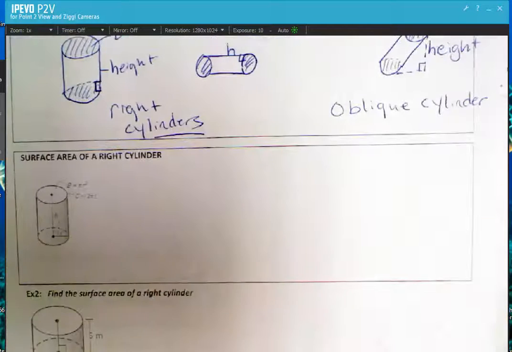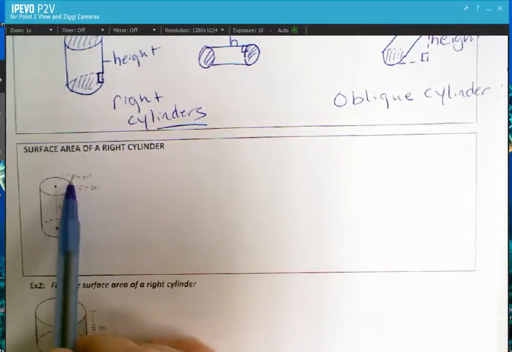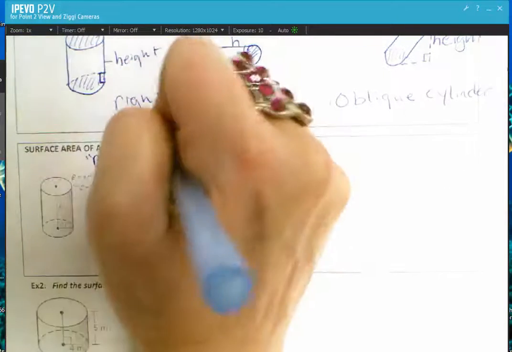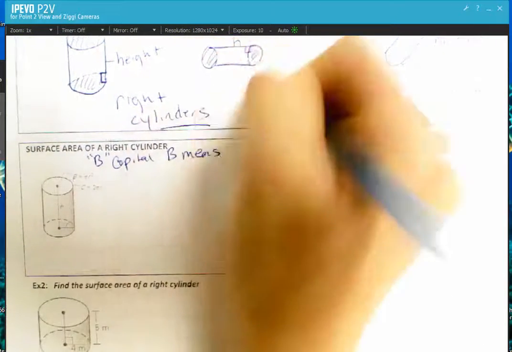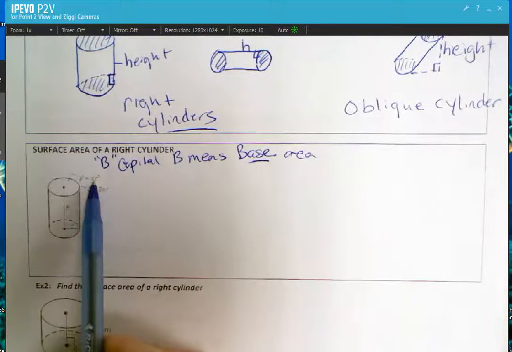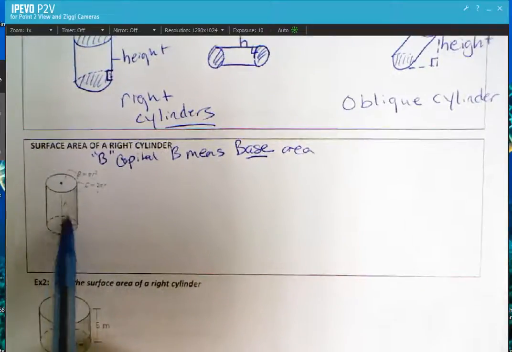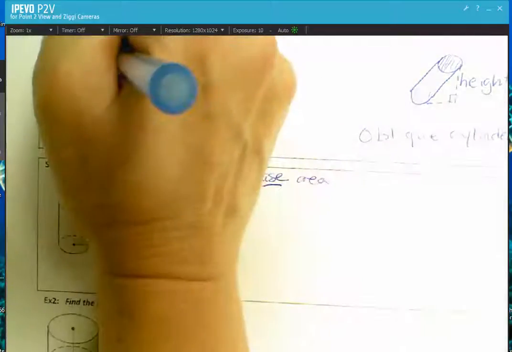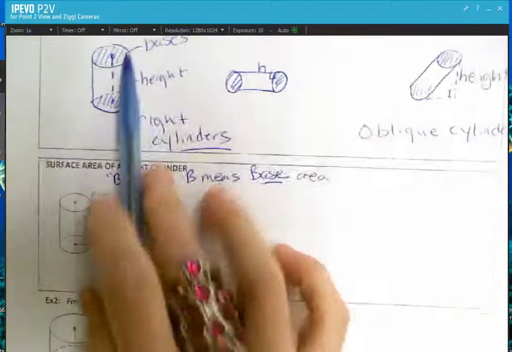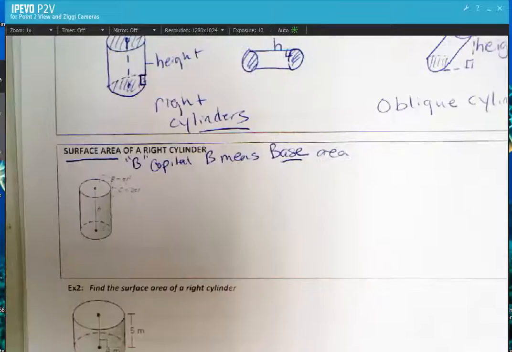All right, let's try some of these. So the surface area of a right cylinder. We know the bases are big B in this case. Big B, remember, capital B means base area. In this case, it's always going to be a circle, so pi r squared. Circumference, don't forget circumference is 2 pi r, and our height is the perpendicular distance between those things. And typically they identify it from the center of the circle to the center of the circle for the height. But you can also find it on the edge as well. Okay, the surface area is the same.